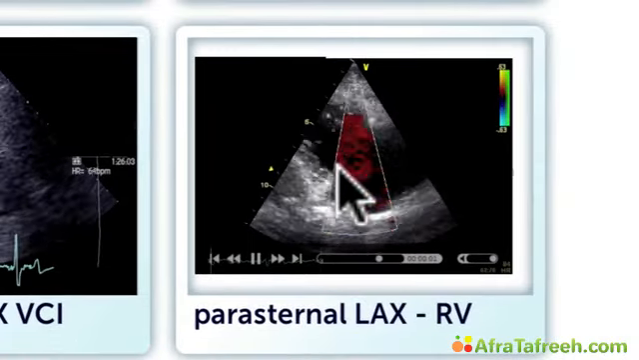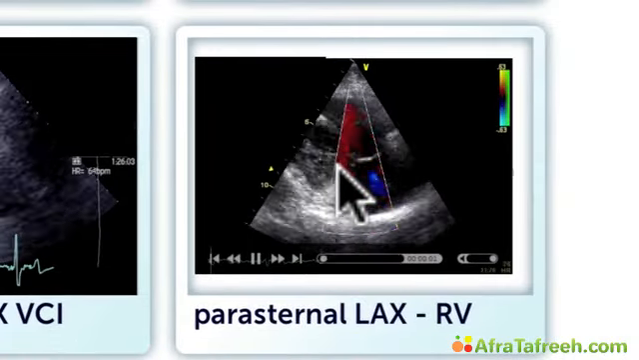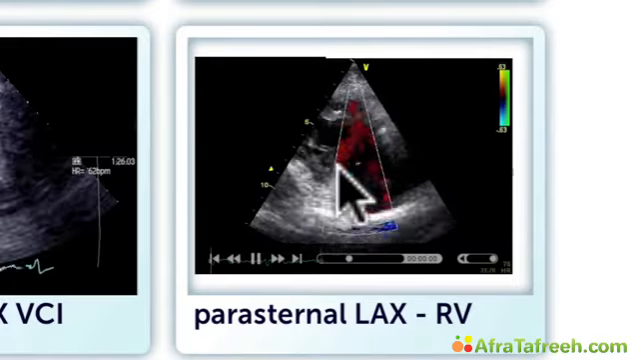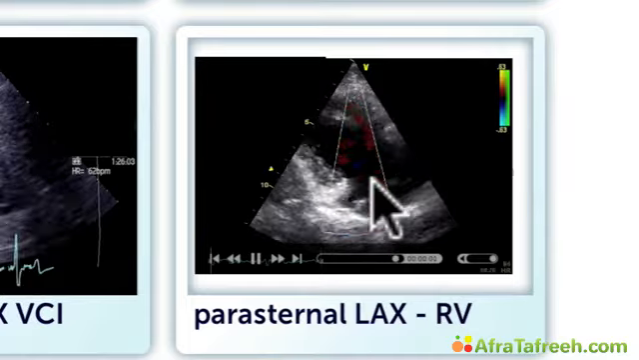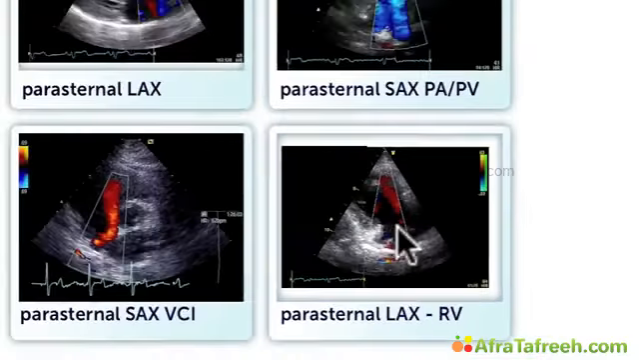Also, the short axis view is important, for example, to look at atrial septal defects, which would be located here. And this is a long axis view, a parasternal long axis view of the right ventricle, also very valuable to look at regurgitant flow at the tricuspid valve.